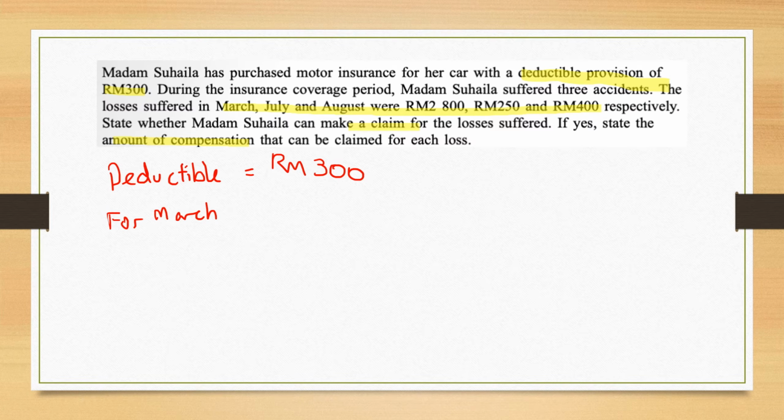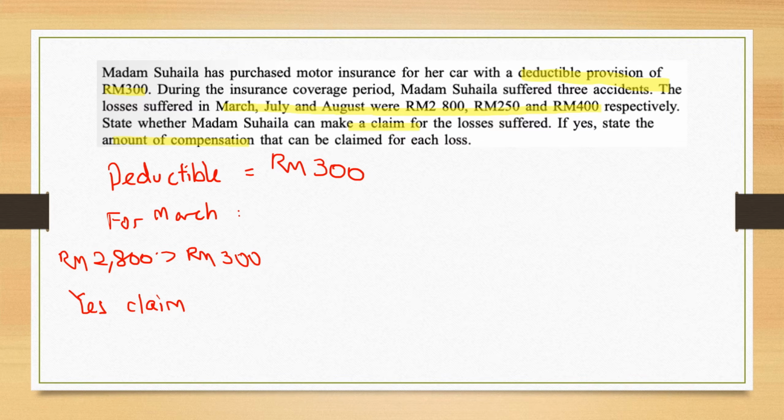For March, since the loss is 2,800 ringgit, which is greater than 300, that means your loss is greater than your deductible. In that scenario, the policyholder in this question can get a claim. So you claim it and get compensation from the company. So for March, 2,800 ringgit is greater than RM 300, meaning you can make a claim. Yes, claim.